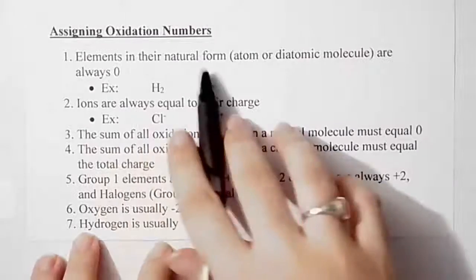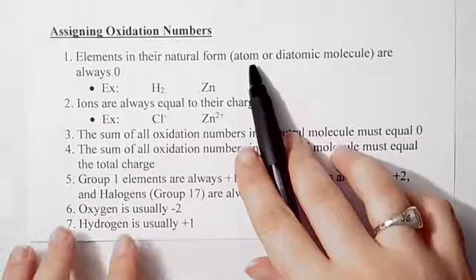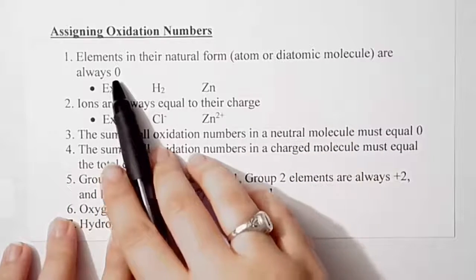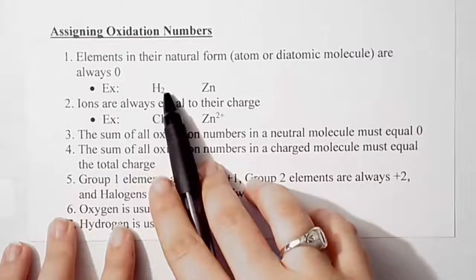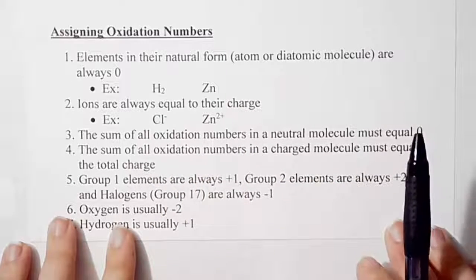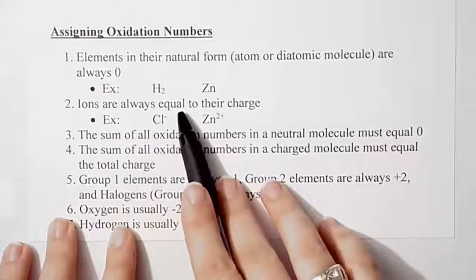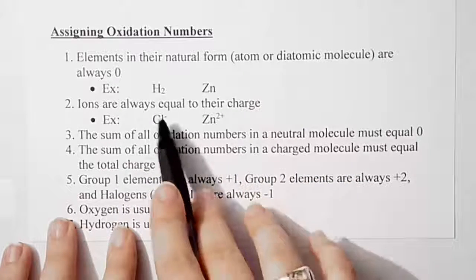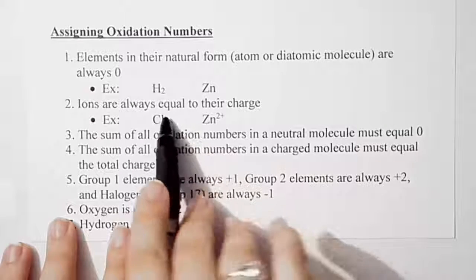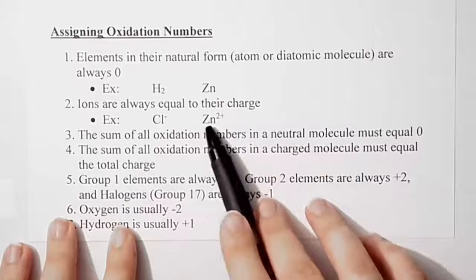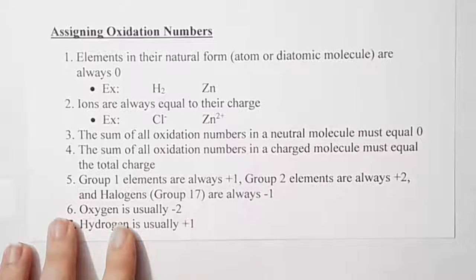So, elements in their natural form, so anything that's an atom or a diatomic molecule, is always going to have an oxidation number of 0. So something like H2, that's a diatomic molecule, and zinc, that's actually a solid metal in its elemental form. Now, ions are always equal to their charge. So something like the chlorine anion is going to have an oxidation number of -1, equal to its charge. Now, the zinc cation is going to have an oxidation number equal to its charge, +2.